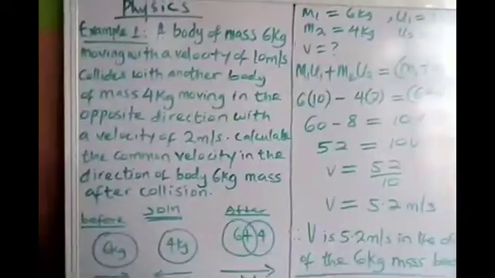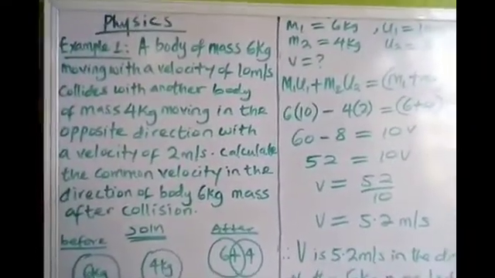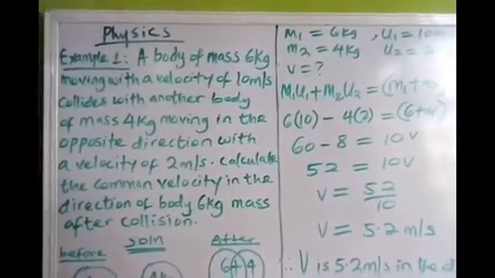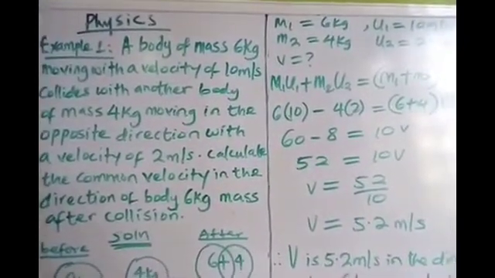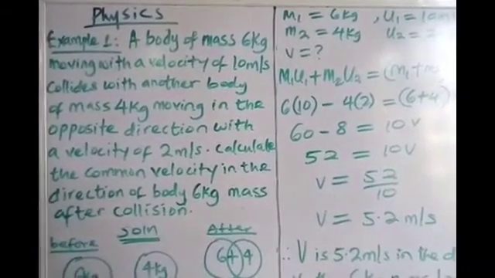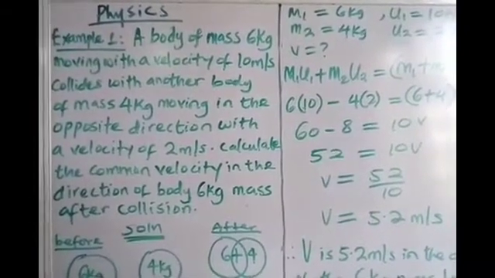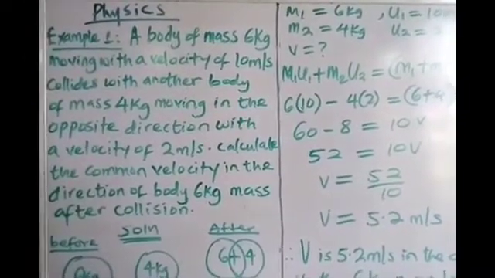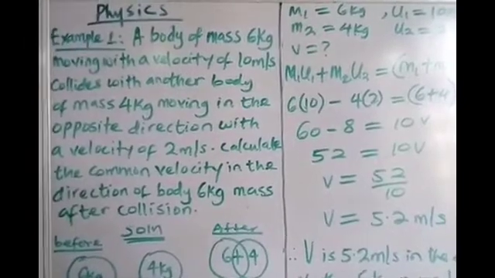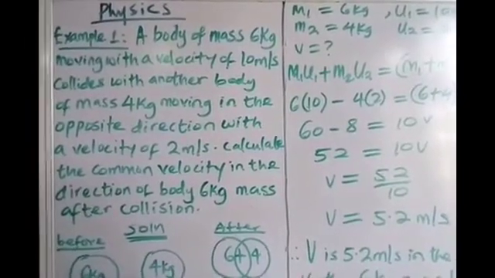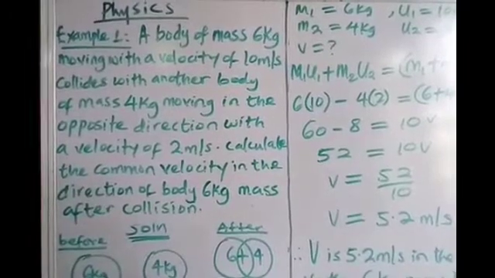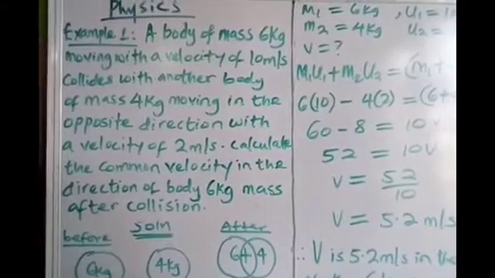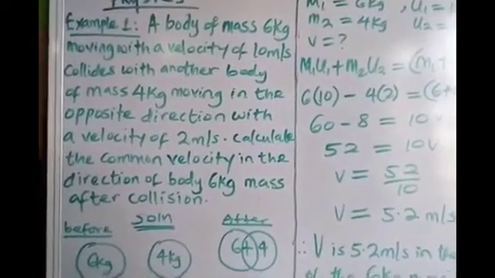Thank you. All right, we have the first example. A body of mass 6 kg moving with a velocity of 10 meters per second collides with another body of mass 4 kg moving in the opposite direction with a velocity of 2 meters per second. Calculate the common velocity in the direction of the 6 kg mass after collision.